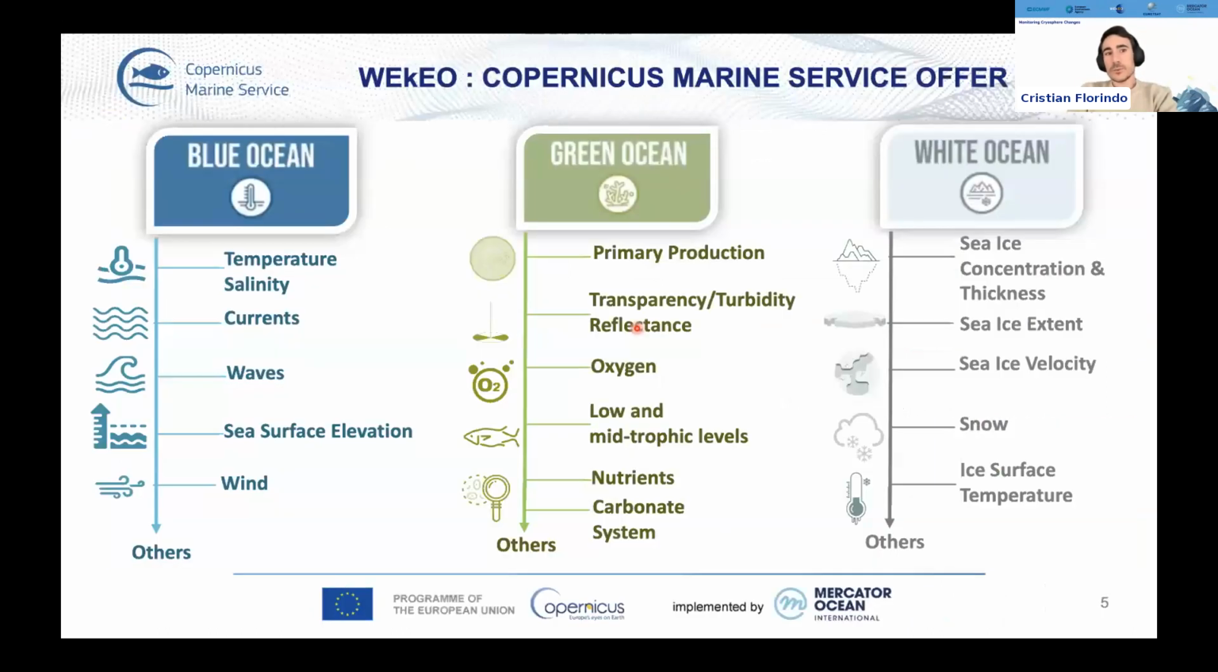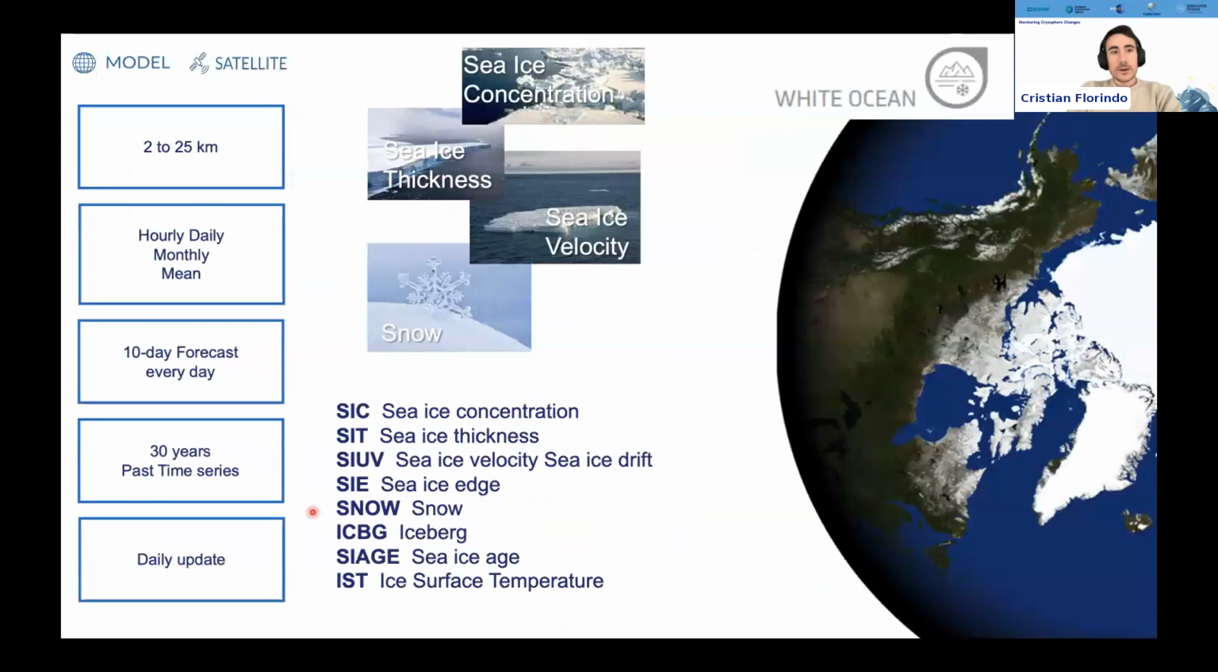Now, moving on to the Marine Service, an overview. You can classify the different data sets of the Copernicus Marine Service by blue, green, or white ocean: the physical aspects, the biogeochemical aspects, and then the white ocean, which is perhaps the one most relatable to this workshop, anything that has to do with ice and snow. Moving on to the white ocean, there are different data sets that span from 2 to 25 kilometers in resolution, with different temporal resolutions as well.